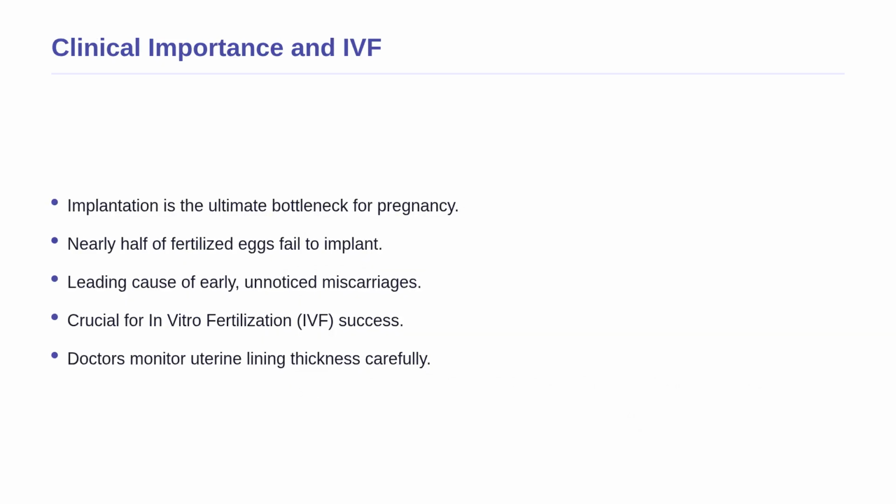Having seen how complex this process is, it is easy to understand why it is the ultimate bottleneck for a successful pregnancy. In reality, nearly half of all fertilized eggs fail to implant correctly, making it a leading cause of early miscarriages. This knowledge is the absolute cornerstone of modern reproductive medicine. In clinics performing in vitro fertilization, doctors must carefully monitor the thickness and receptivity of a woman's uterine lining to time the embryo transfer perfectly, maximizing the chances of it taking root.